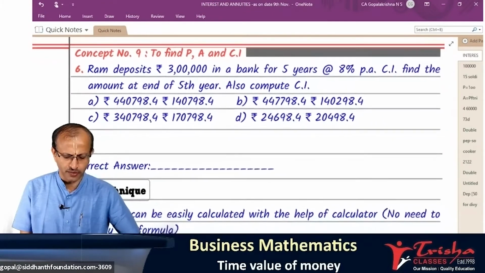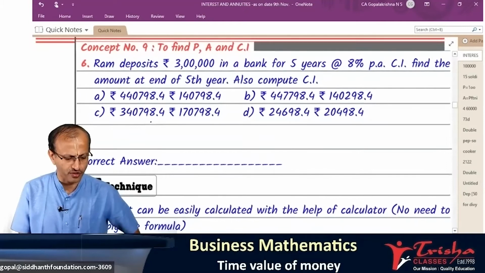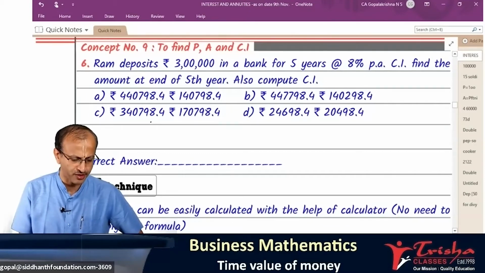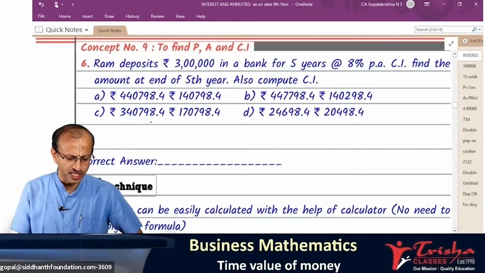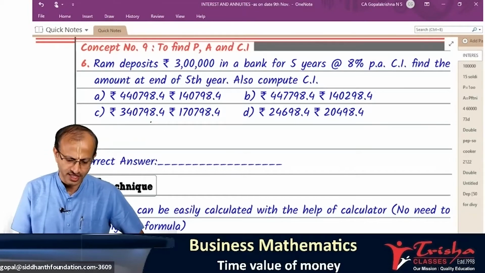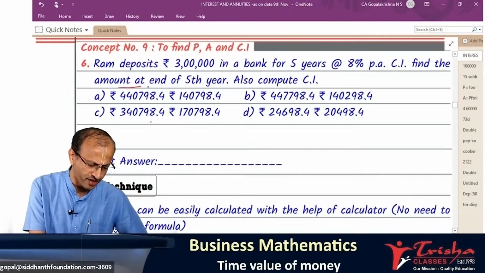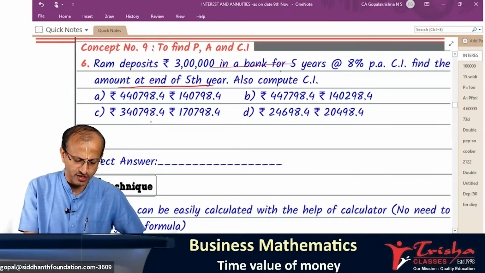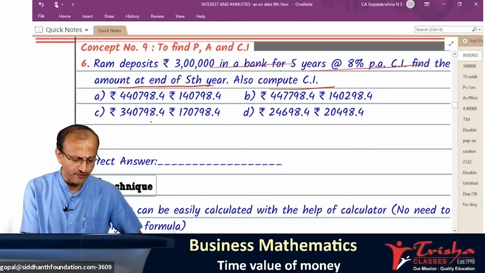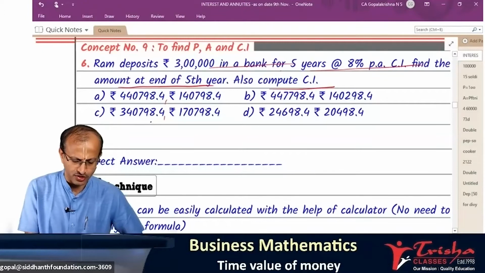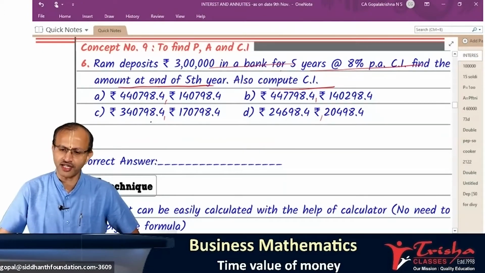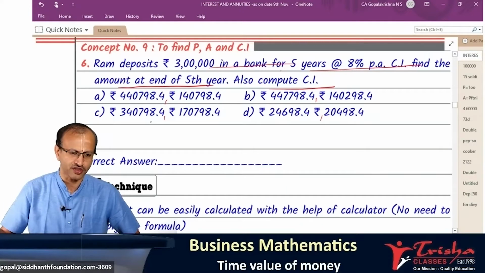Ram deposits rupees 3 lakh. All of you refer to the question. This question will be circulated to you. Ram deposits rupees 3 lakh in a bank for 5 years at 8% per annum CI. Find the amount at the end of the 5th year. Hope all of you are referring. Amount at the end of the 5th year. So the first question is, what is the amount? Also compute CI. That's why in every place you can make out two answers: one is about the amount, one is about CI. Shall we work it out, students? Shall we work it out? Okay.